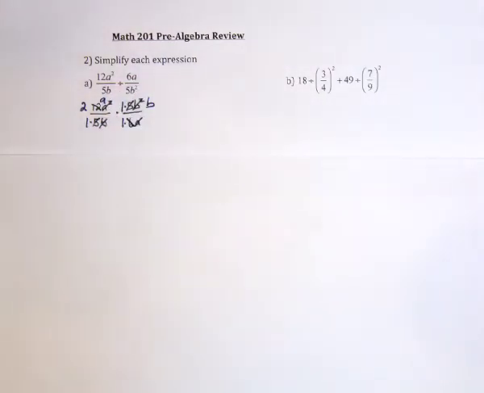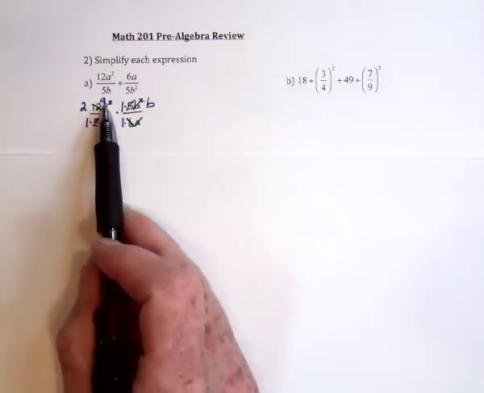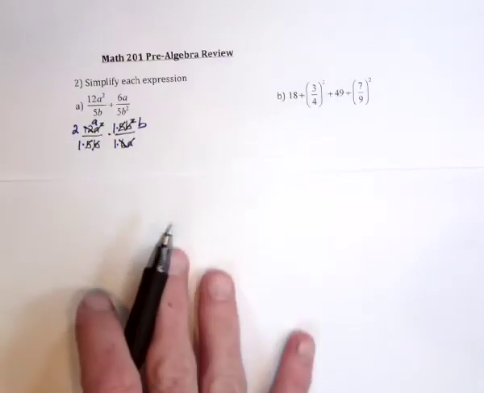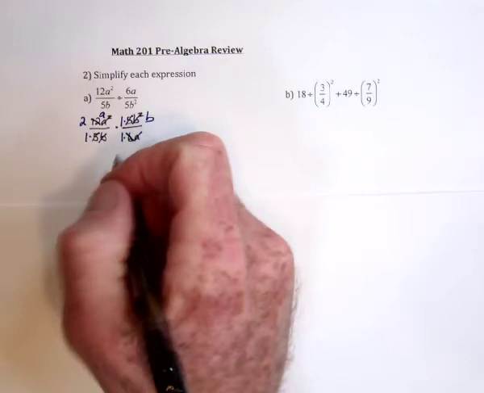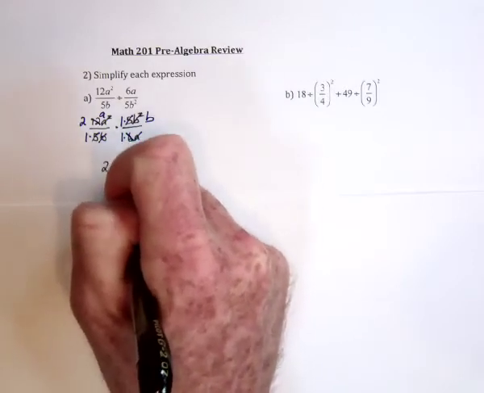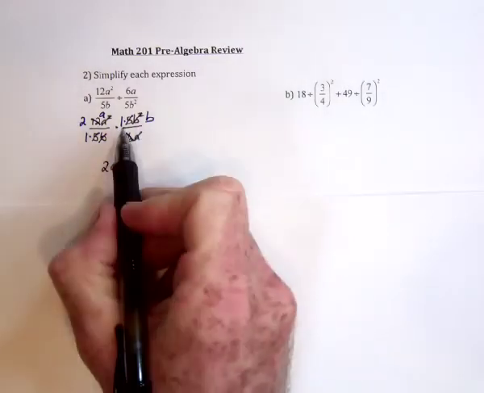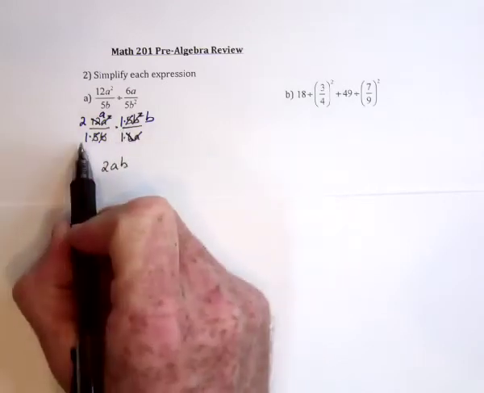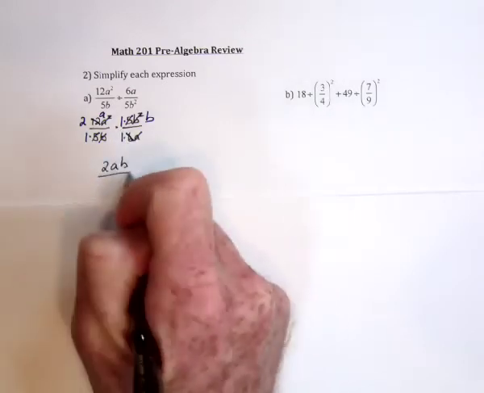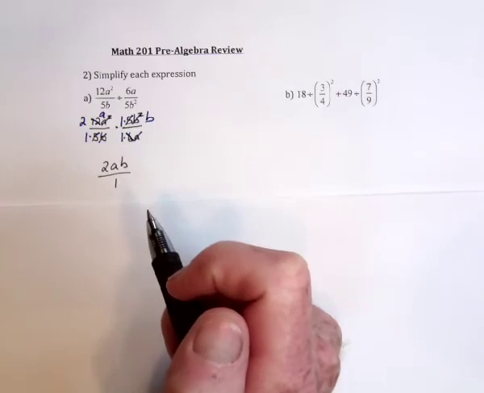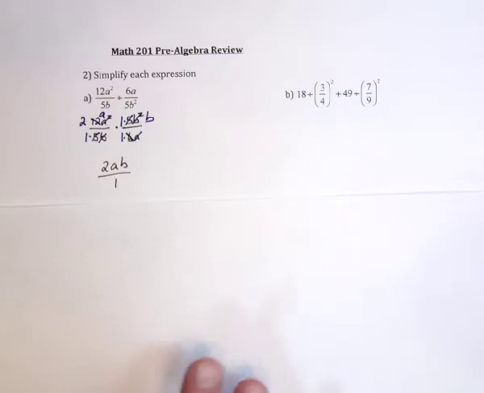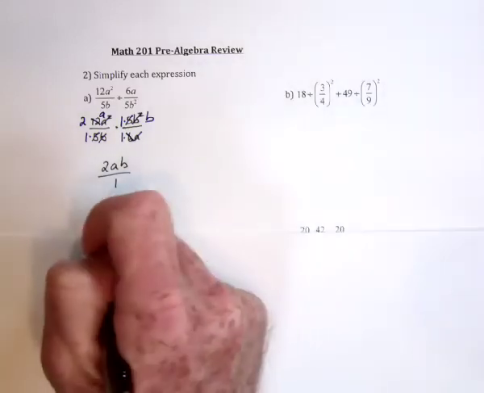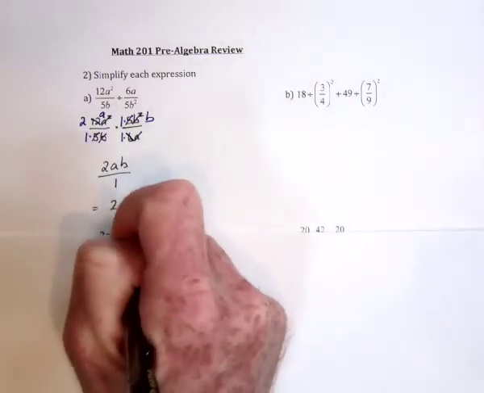Now, if you can see my writing in blue, what's left in the numerator is 2 times a times b, and times 1, but that doesn't change it. And the denominator just has 1 times 1. This says divide by 1. But if you have 2ab and you divide by 1, that does not change it. That is still equal to 2ab.